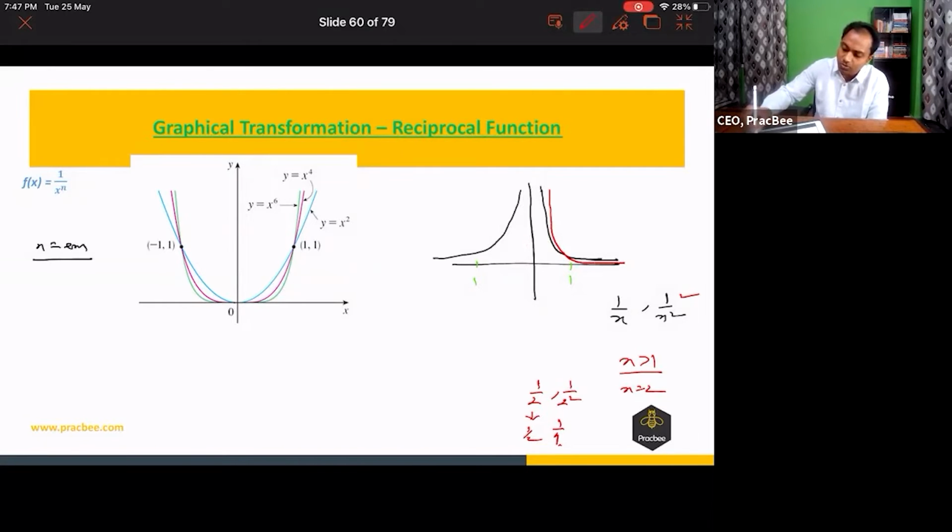If I put 1 by 2, if I take values of x between 0 and 1, put x is equal to 1 by 2. Again, you can verify that. If I put 1 by 2, the first will become 2, the second will become 4. And that is the reason that for the values between 0 and 1, the red graph is above. So this is 1 by x.